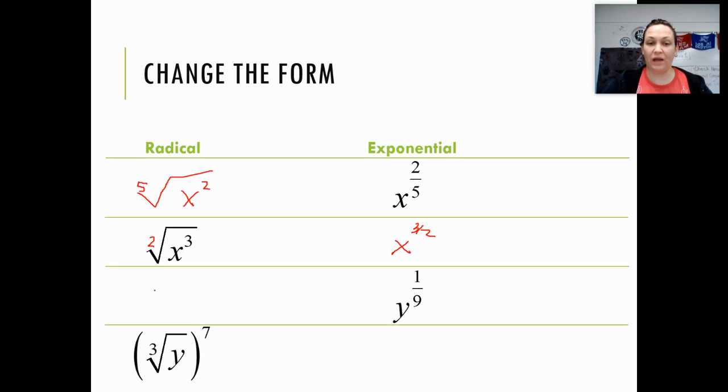Okay, for my next one, I'm going to do a 9th root of y. And since the numerator is 1, I don't need to write that down. For my final one, I have y, and then my exponent was 7, and my index was 3, so y to the 7 over 3. This concludes our first video.